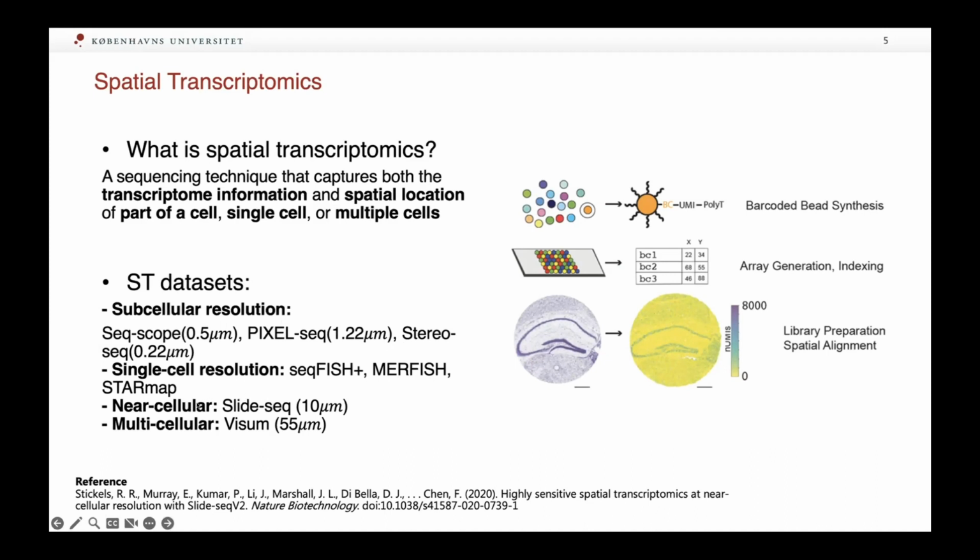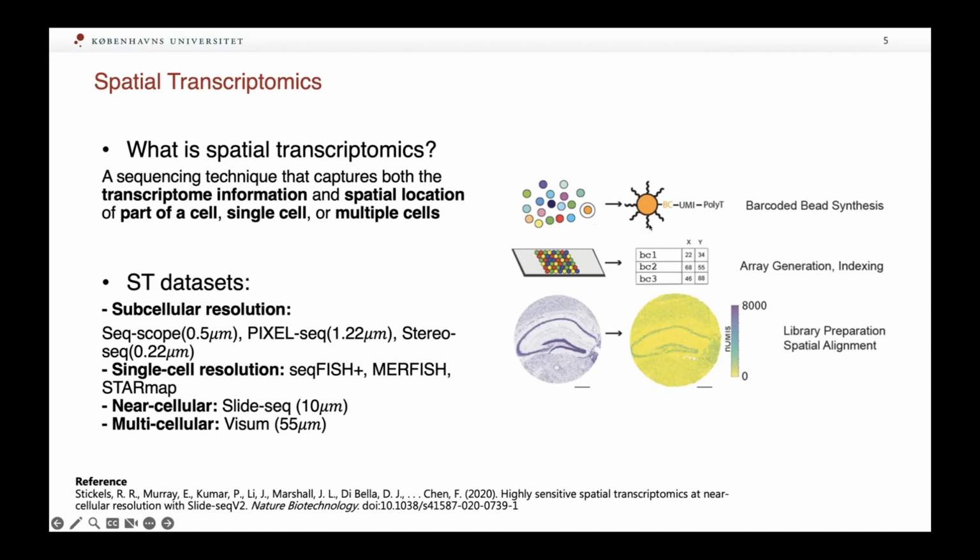And there are also near cell resolution ST technologies, which detect the transcriptome from a region whose size is roughly equal to the size of a cell. That's why we call it near cell. Representative technologies of this type are Slide-seq and Slide-seq V2. And the last one is multi-cell resolution ST technology. It mainly includes Visium, a commercialized method that has been applied in many studies.